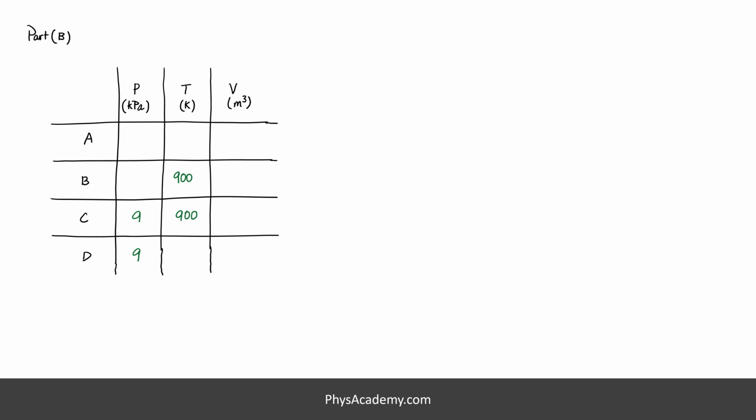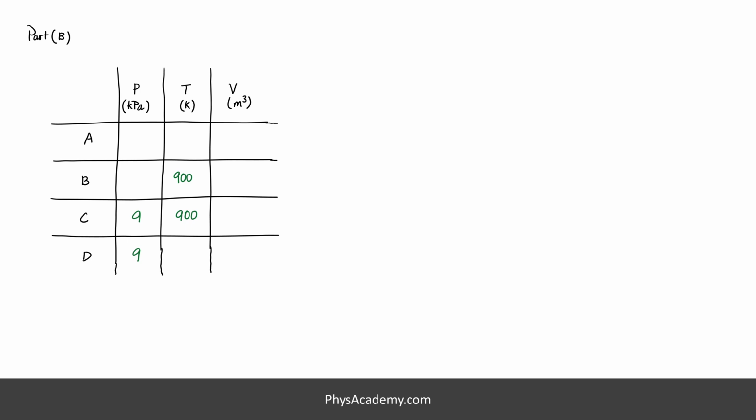Pascal is a standard SI unit, so we can leave these values as they are, and there is no need to convert them. The temperature of points B and C are also given. Their temperature is equal to 900 kelvins. Again, Kelvin is the standard unit of temperature, so we don't need to convert it.